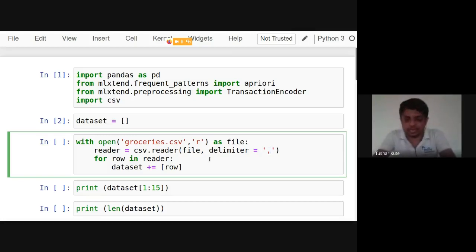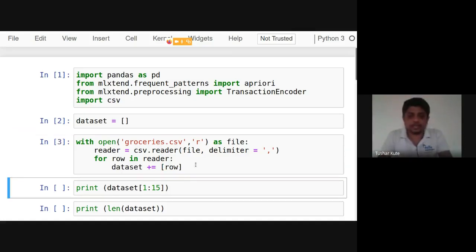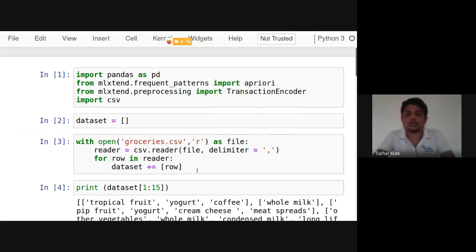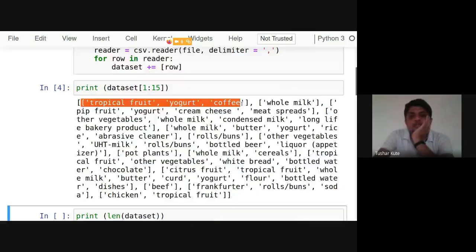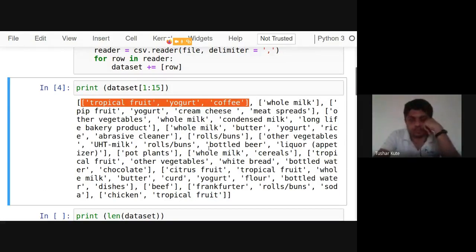I read line by line, and from each line I'm attaching word by word to this particular row. The first row is attached, then the second row is read, third, fourth, fifth, all the rows read by the reader are appended. And you can see how the rows are taken. See this, the first row is this, the first list of elements: tropical fruit, yogurt, coffee.